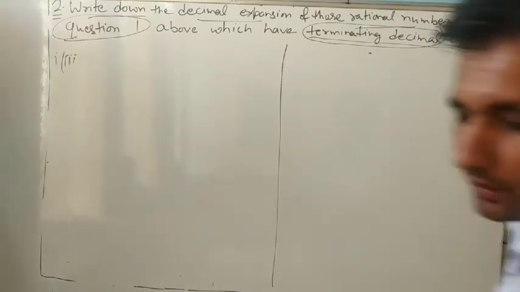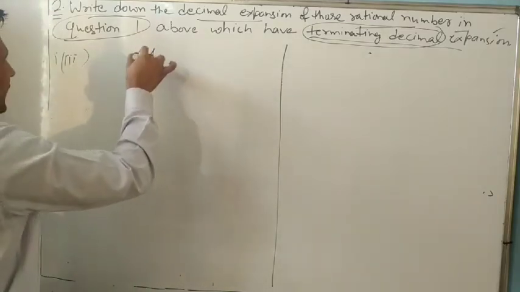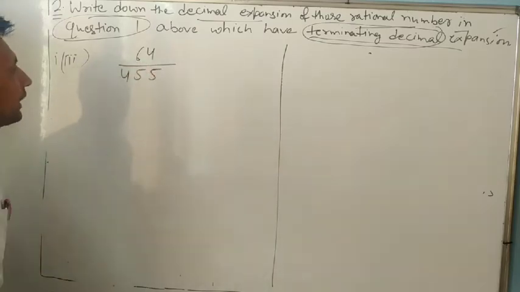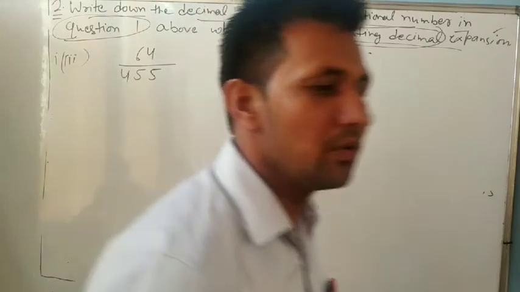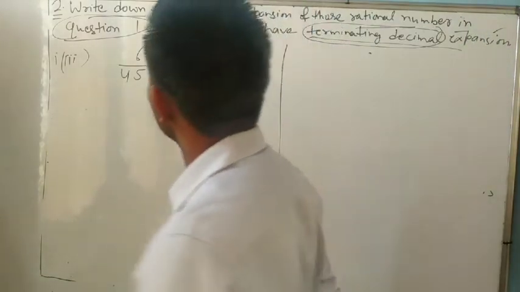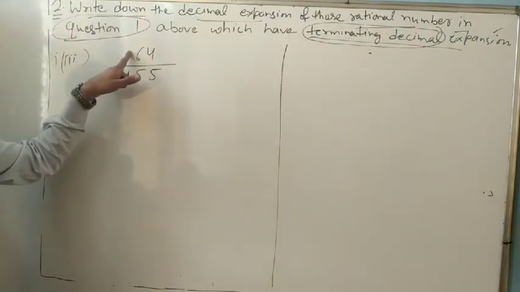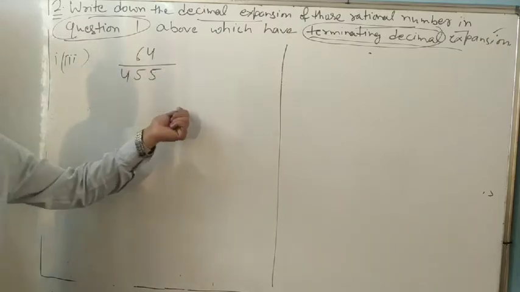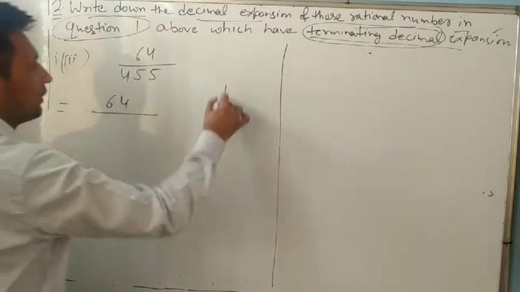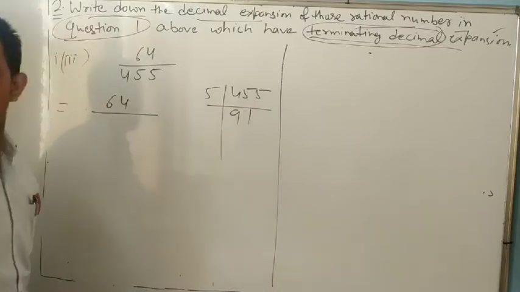Now question number 1, third part. What is 64 divided by 4 into 5 into 5? Okay. So what we will do? Now we will first write in p by q form, and p and q should be co-prime. Is there any common factor? No. Because it is not divisible by 5. So it is already co-prime. So we will write the prime factors. Prime factor of 4, 5, 5.